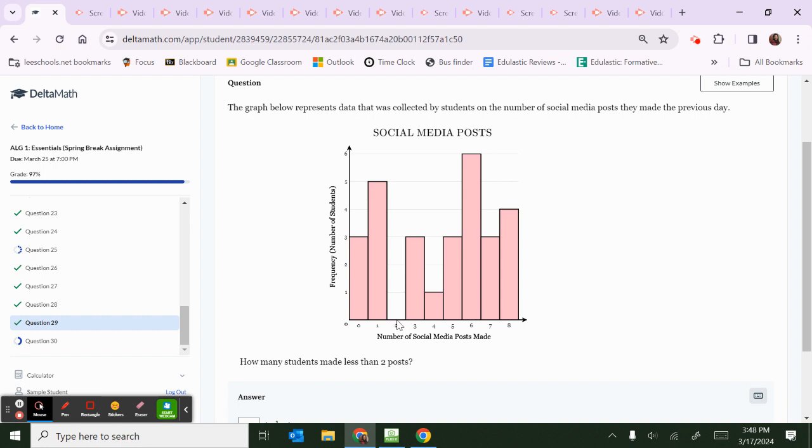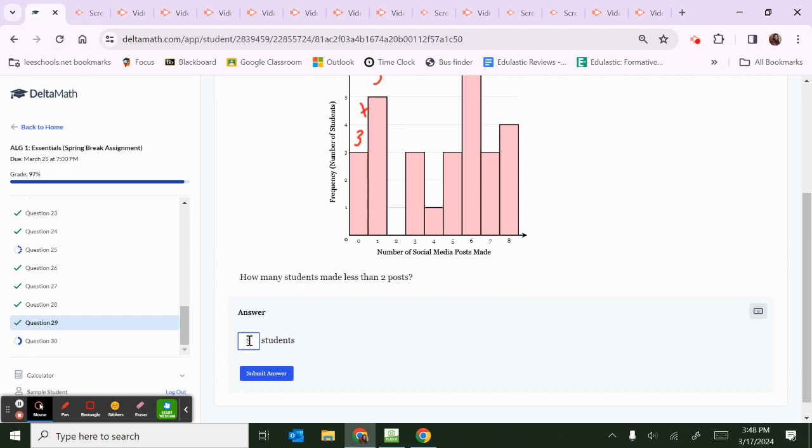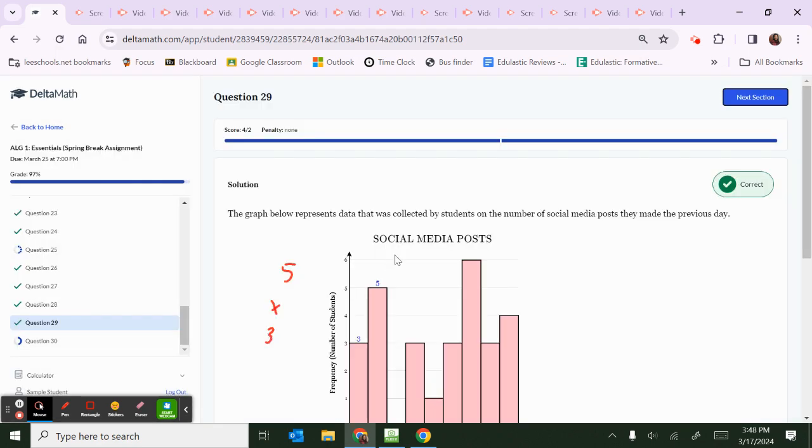So this is the number of posts, and I'm looking at less than 2. I have 5 people that did one post, and I had 3 people that did no post at all. So I had a total of 8 people that did less than 2 posts. So again, we have 8 people that did less than 2 posts.